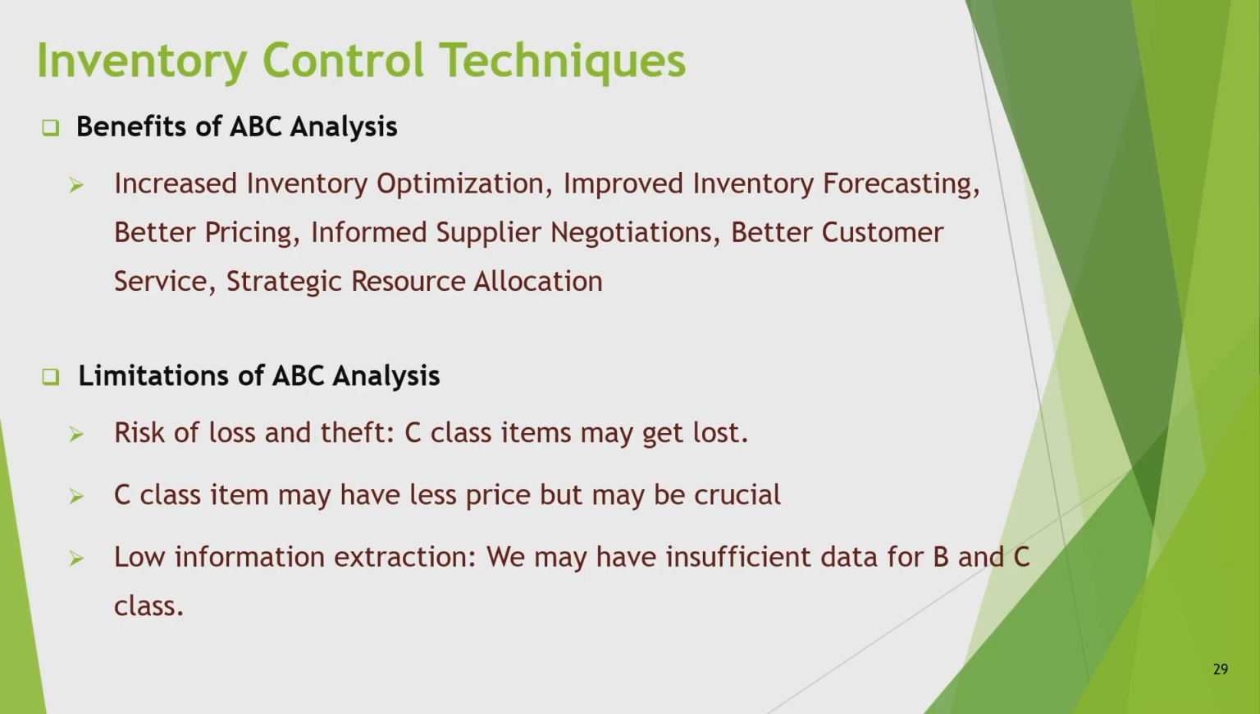That is the way. The benefits of ABC analysis are increased inventory optimization, improved inventory forecasting, better pricing, and informed supplier negotiation. The limitations are the risk of loss and theft of C class items, because you are not paying much attention, so they may get lost. A C class item may have a low price but may be crucial. There is also low information extraction, as we may have insufficient data for B and C class.